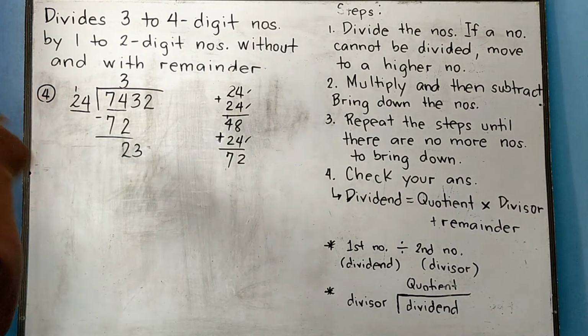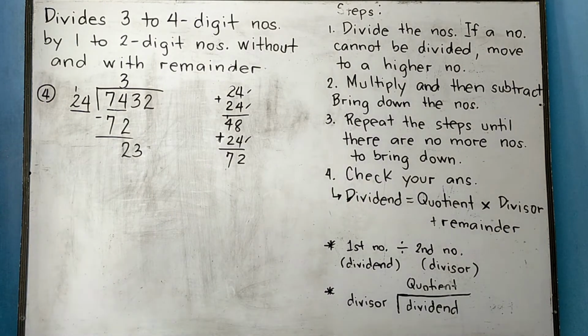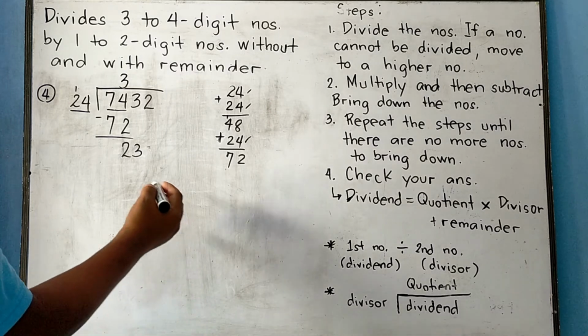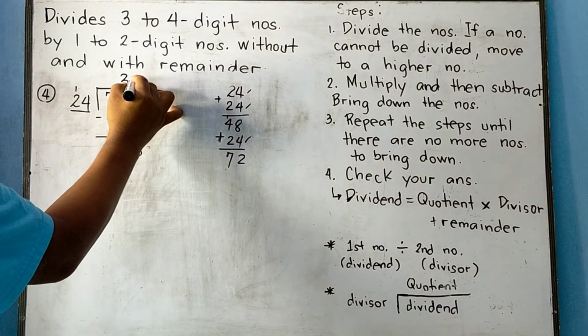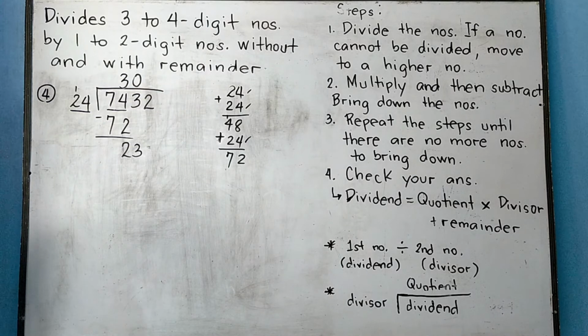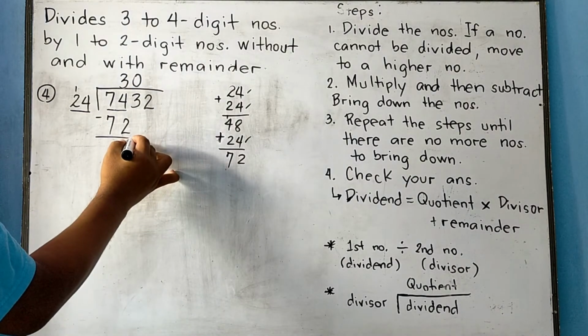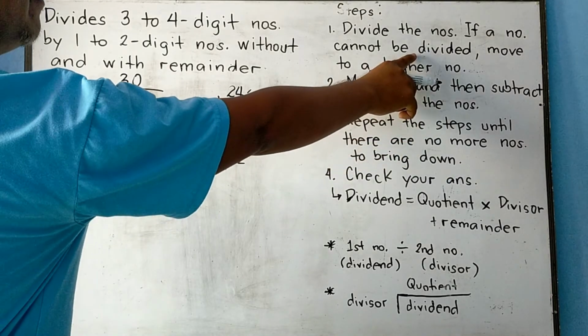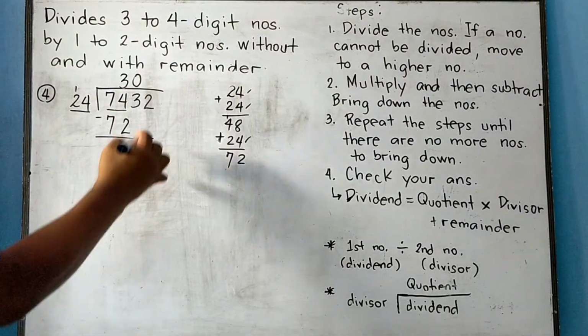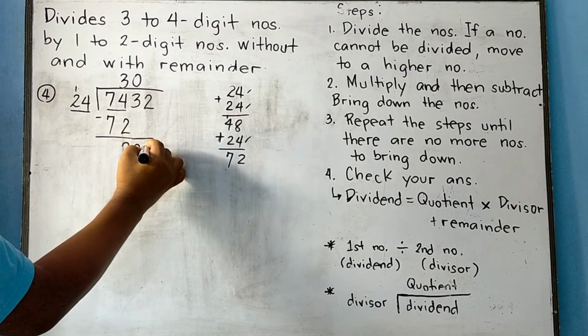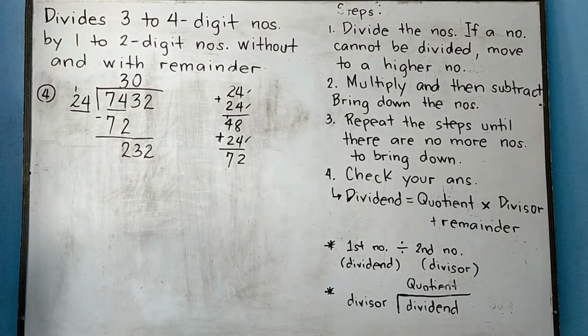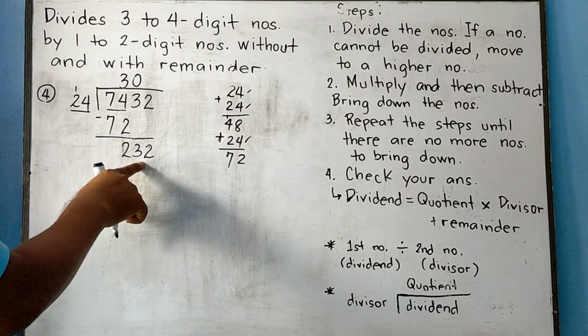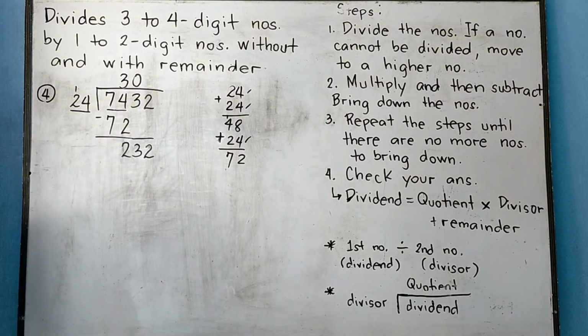How many 24 in 23? Would it be possible? So, can we get 24 in 23? Of course, not. If that is our case, you need to write 0 on top of 3. And then, what's next? We move to a higher number. Meaning, we also bring down the 2. So, our new problem is 232 divided by 24.